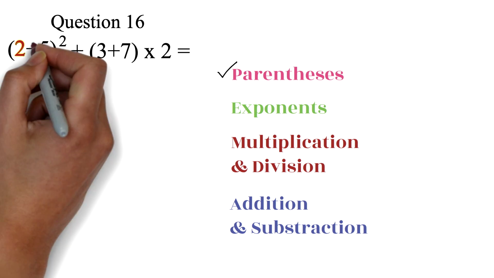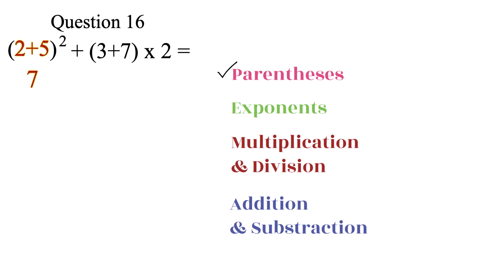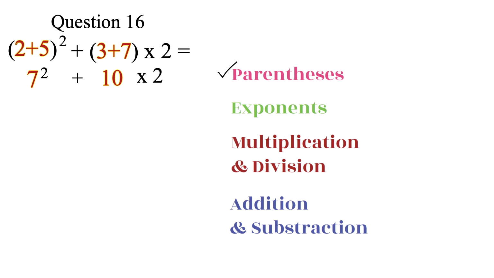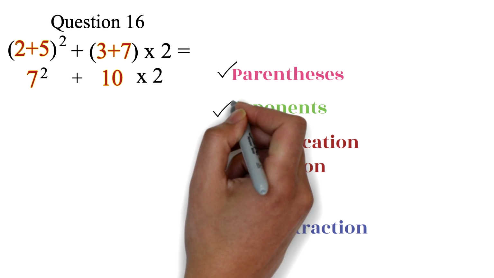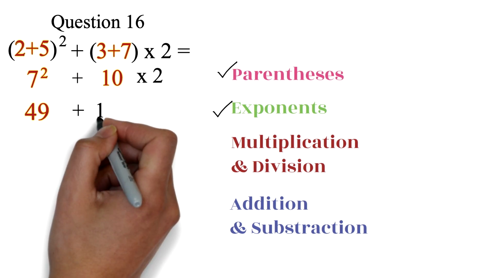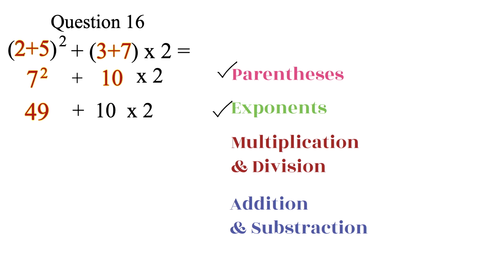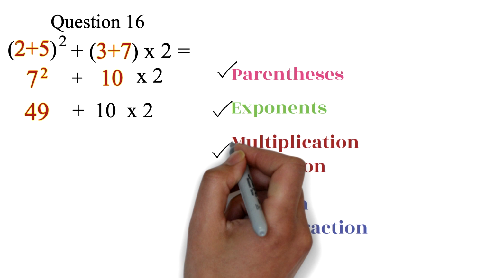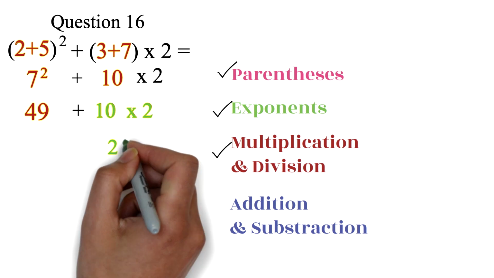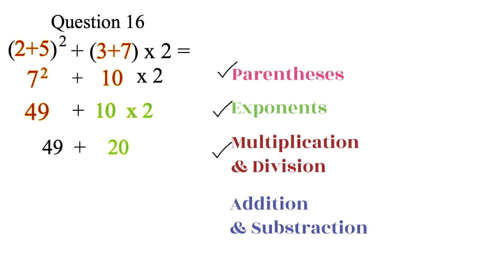For this one, we have 2 plus 5, which is 7. We have 7 exponent 2, plus, we do 3 plus 7 to get 10, then times 2. From the order of operations, we have to do the exponent next. So we have 7 squared, which is 49. We have 49 plus 10 times 2. Next, we have to do the multiplication or division. We have multiplication, so we will do 10 times 2 to get 20. We have 49 plus 20. Finally, we do the addition operation, 49 plus 20 to get 69 as our final answer.